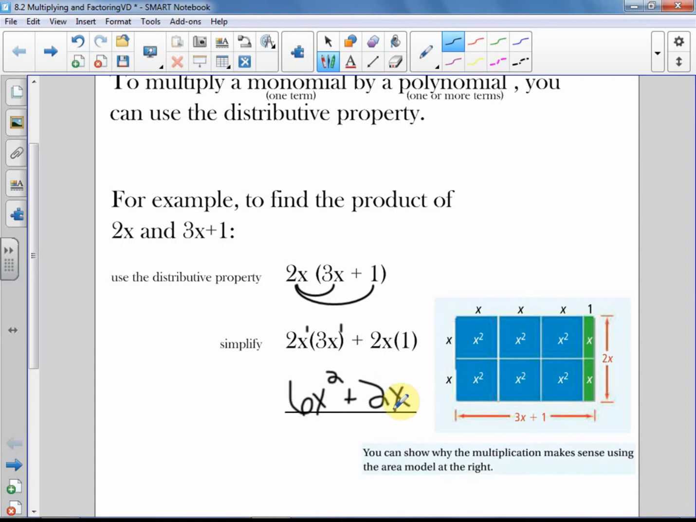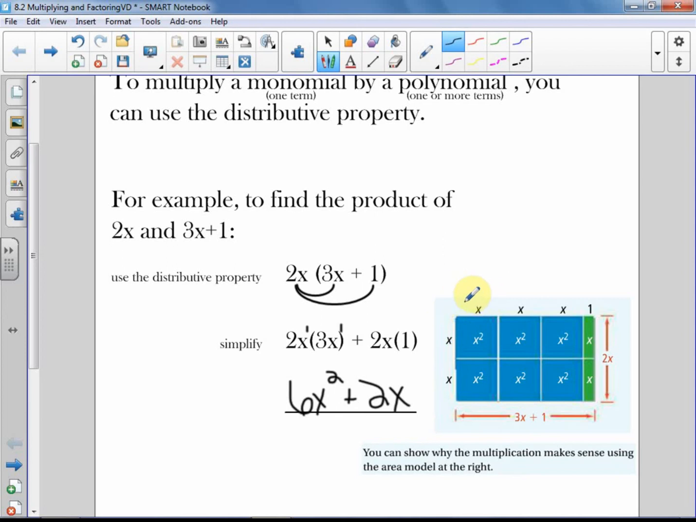Another way of finding the product of monomials and polynomials is to use algebra tiles. So before you see the x squared blue tiles and green tiles, we're just going to start with 2 x's for our 2x term and our 3x plus 1. All you will see at first is everything except the tiles, so just the black x's and the 1. And we are going to multiply them.